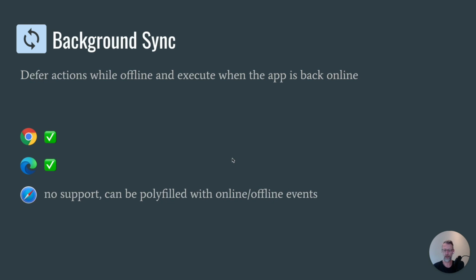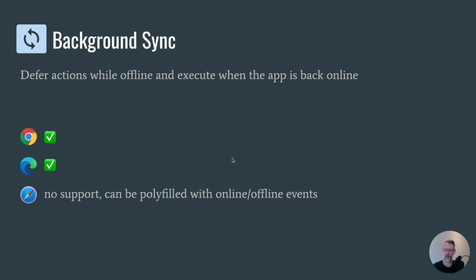This is currently not supported on iOS yet, but you can sort of polyfill it with online and offline events. Whenever a web app goes online or offline, an event will be raised, and you can use that to detect it and do something similar to schedule these events. It will not give you the fine-grained control that background sync provides you, but if you need something like this on iOS, you could polyfill it with these events.